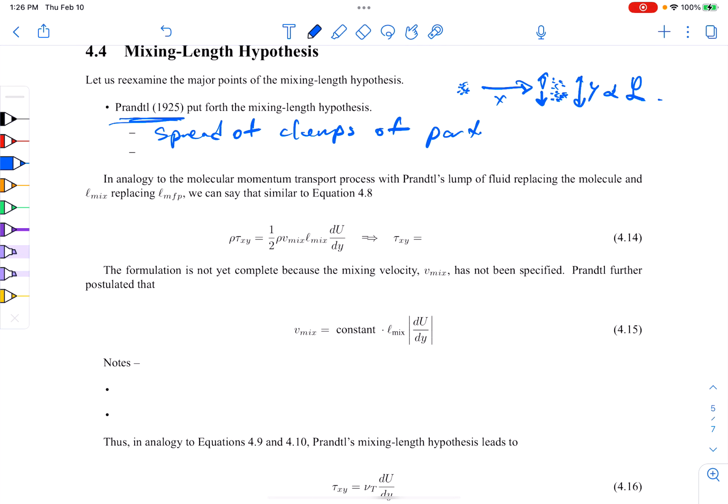And sometimes students ask me a great question: what is a turbulent eddy? If you ask Professor Prandtl that question, he would say it's nothing but a clump of particles that are coherent and move together in a turbulent flow. And a turbulent flow would consist of many clumps of these particles, all with their own little length scale.